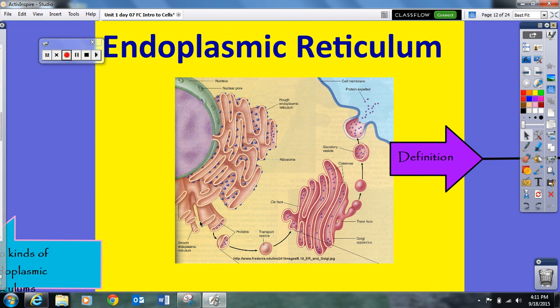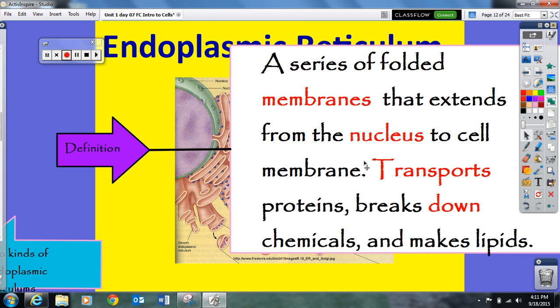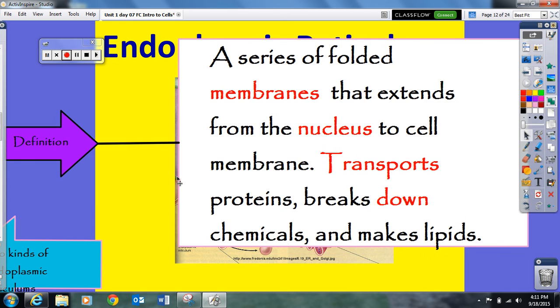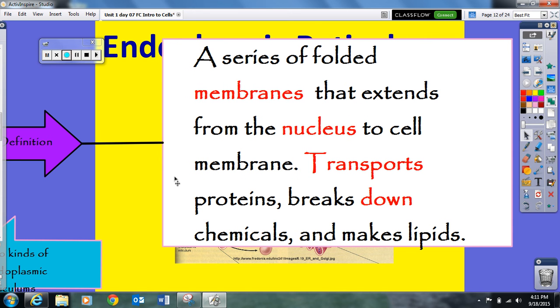Endoplasmic reticulum. It's this lighter pink stuff here. It's a series of folded membranes, and you'll find the endoplasmic reticulum right next to the nucleus. The purple dots that you see are the ribosomes. So it's a series of folded membranes that extends from the nucleus to the cell membrane, and it transports proteins, breaks down chemicals, and makes lipids.